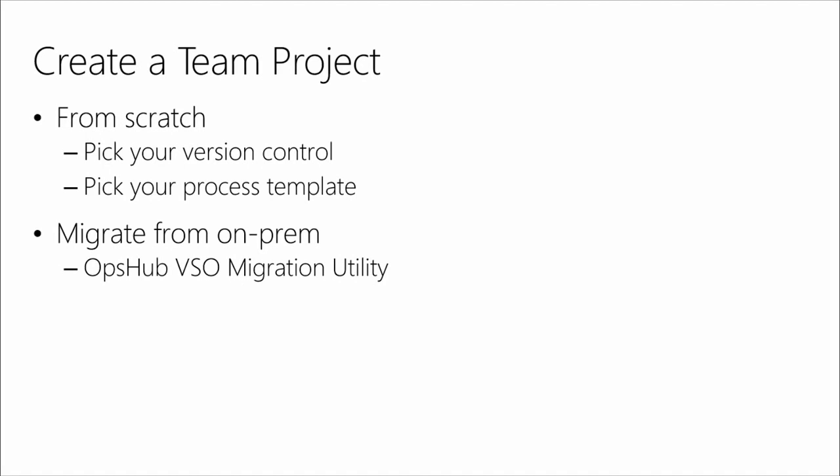We've got to pick two things. Actually three. We've got to name it. But then we've got to pick our version control, either Git or Team Foundation version control. A lot more on that later. We also pick a process template. That's going to be Scrum, CMMI, or an Agile template.